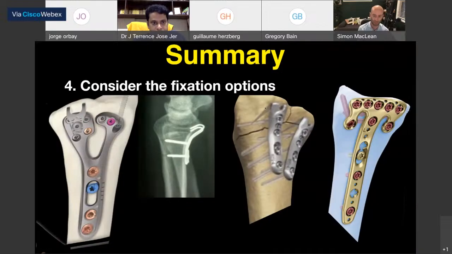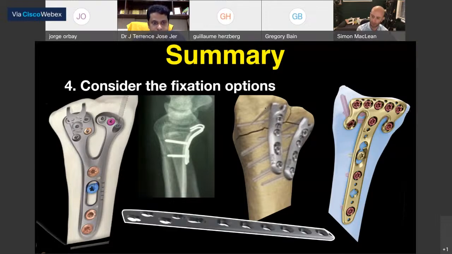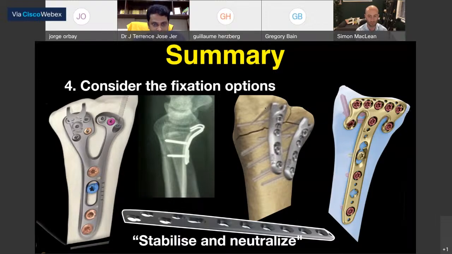Consider the fixation. There's a number of different techniques and different plates and devices available, but I think it's important to go into these cases with 2 or 3 options. And for me, I always go in with a bridge plate, because my theory is you want to stabilize and neutralize, and often these are high energy injuries. And if you have a very small rim fragment just being contained by a small plate just distal to the watershed line, it's often very important to neutralize and protect the fixation of that very important fragment.